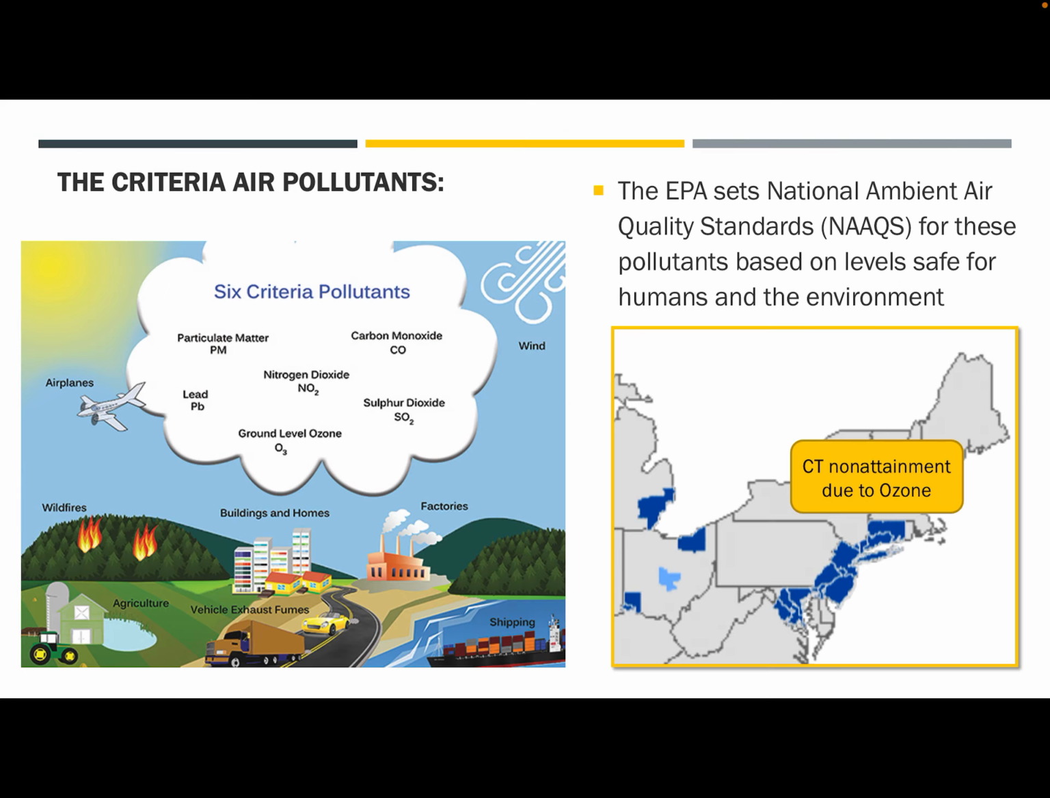So I mentioned that the Clean Air Act looks at 6 criteria pollutants, we call them. So this is set by the EPA, who created the Clean Air Act. These are called the National Ambient Air Quality Standards. So they look at levels and determine the levels that are safe for humans and the environment. So the 6 criteria air pollutants are nitrogen dioxide, sulfur dioxide, carbon monoxide, particulate matter, lead, and ground level ozone.